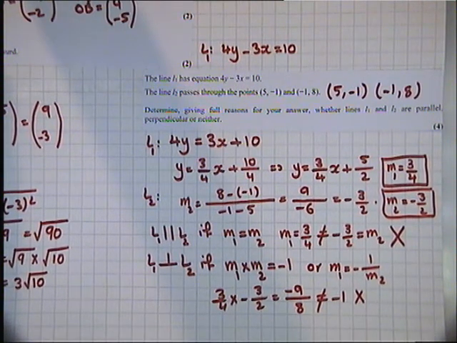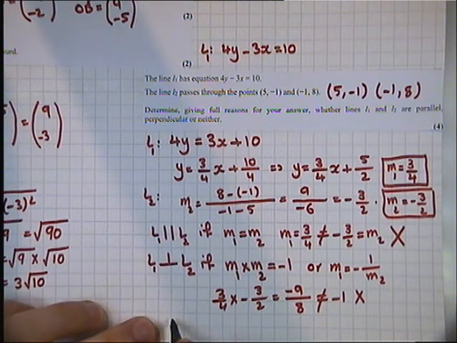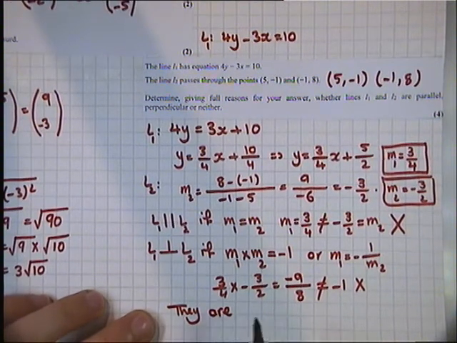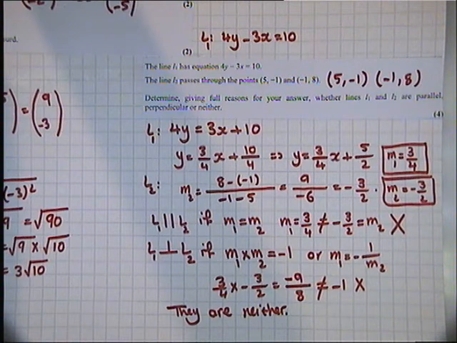So the lines are not parallel as they do not have the same gradient. And the lines are not perpendicular since M1 times M2 is not equal to minus 1. Okay, so in the next video we will go through the next 4 questions.